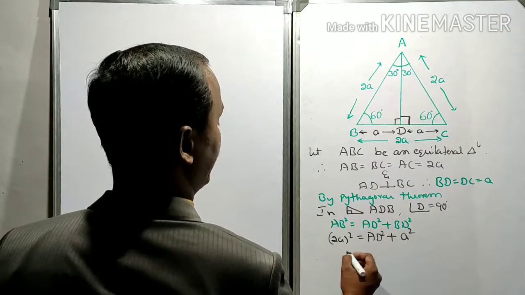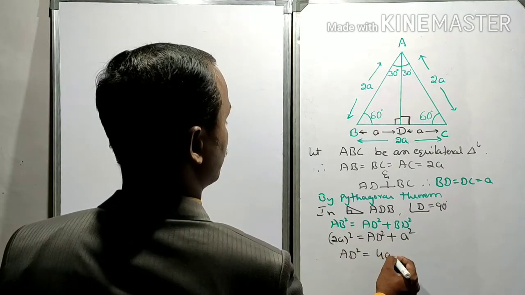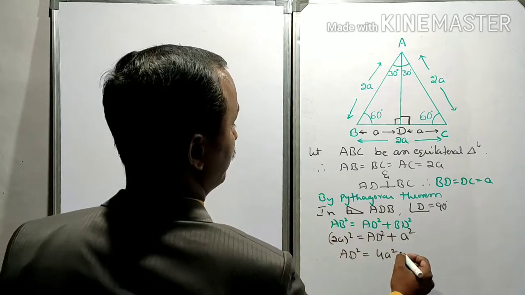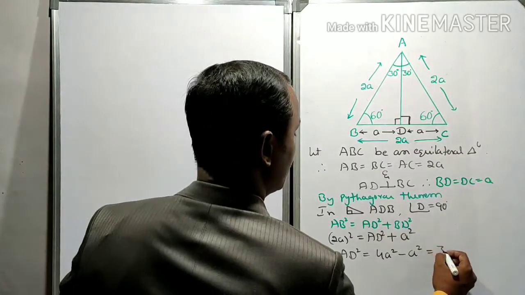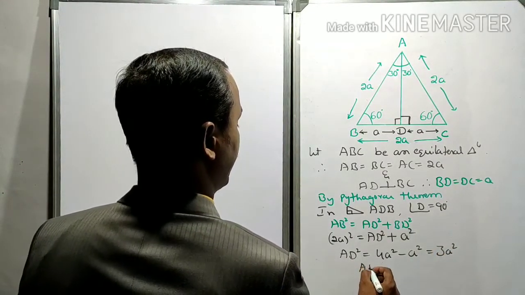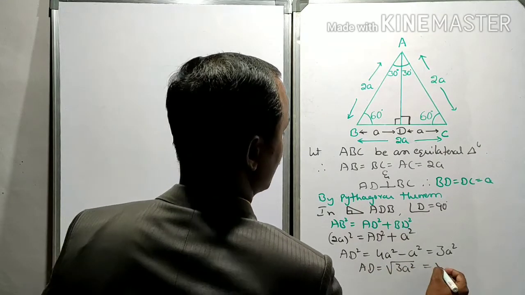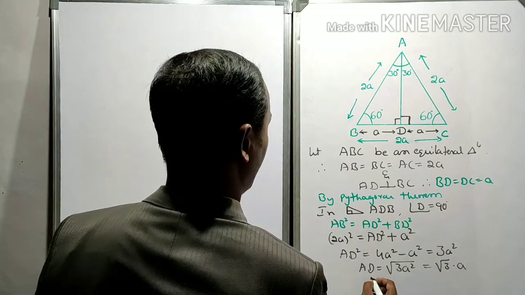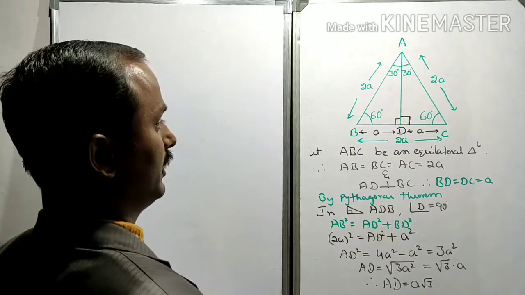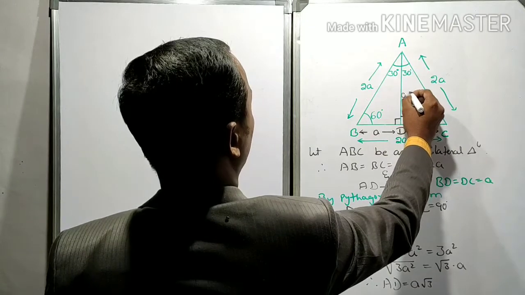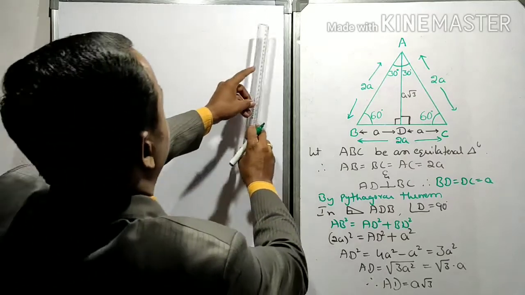Now simplification, I want AD length. AD square is equal to 2A whole square, which becomes 4A square, minus A square. Like terms, 4A square minus A square becomes 3A square. Now finally AD is equal to square root of 3A square. The square cancels, giving square root of 3 into A. Finally we got it: AD length is equal to A into root 3. Understood? Okay. Now I will write down a separate diagram here.